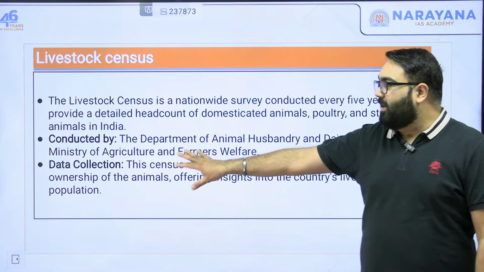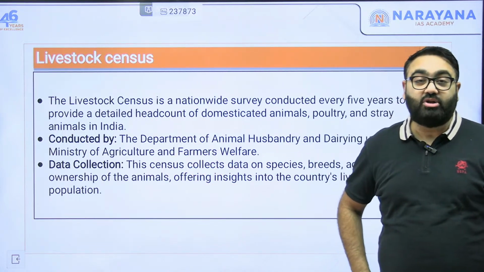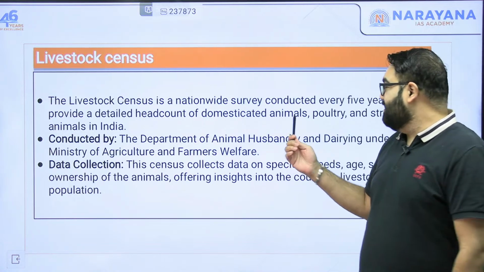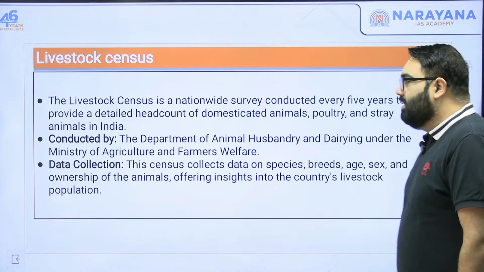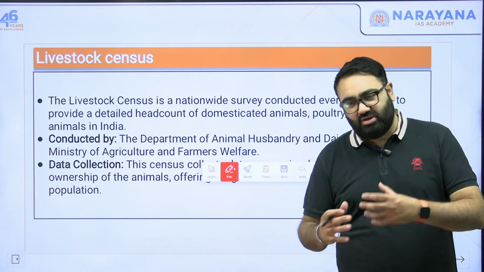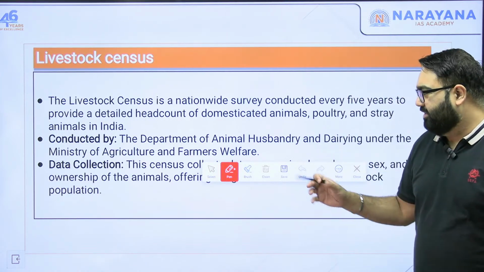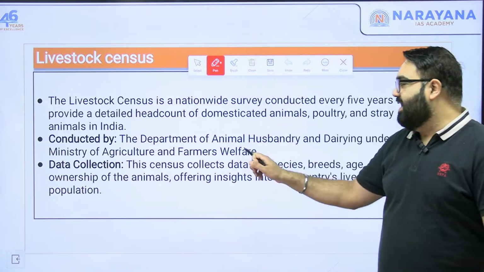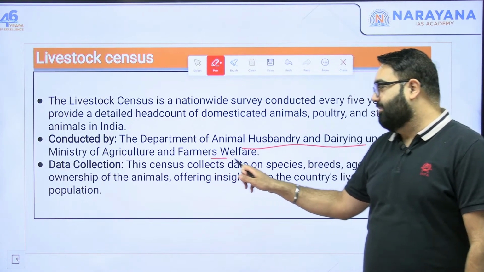Now, this particular census, as the name suggests, is a census of the livestock. They count all the domesticated animals, poultry and stray animals in India. Now, it's not easy to have an exact number on that, but it actually at least gives you a lump sum idea about how many animals do we have here. It's conducted by the Department of Animal Husbandry and Dairying, which works under Ministry of Agriculture and Farmer Welfare.